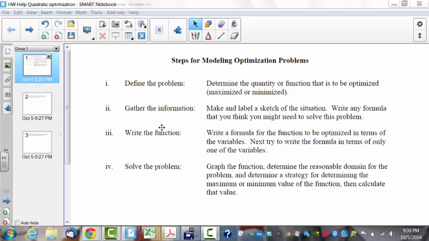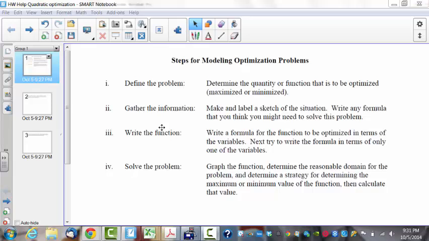Hi everyone, we're going to be talking about optimization problems, and the strategy consists of 4 steps. The first one, we talked about this in class, was to define the problem. So we have to determine what it is that's being optimized, and remember that optimization means either finding the maximum or the minimum. The second step would be to gather the information. A lot of times just making a picture of the situation helps tremendously, and writing down any formulas that you think you might need.